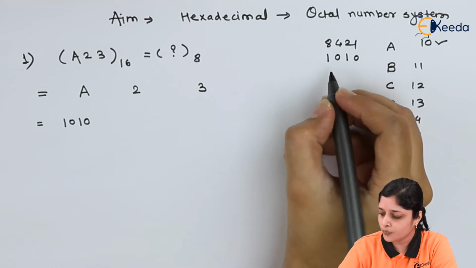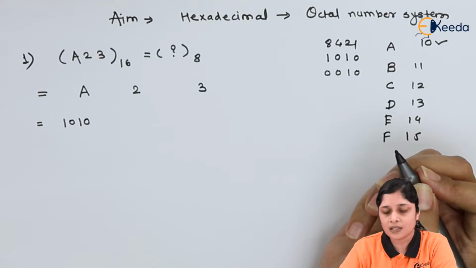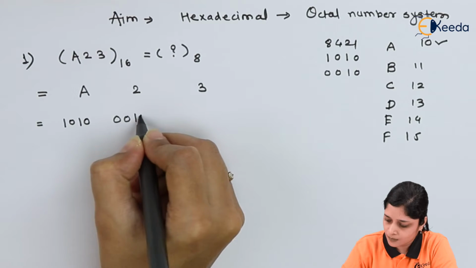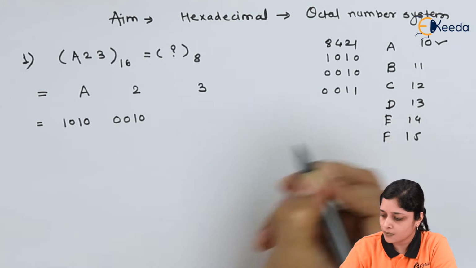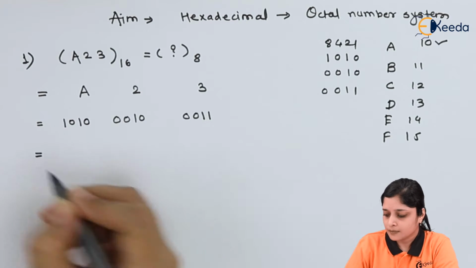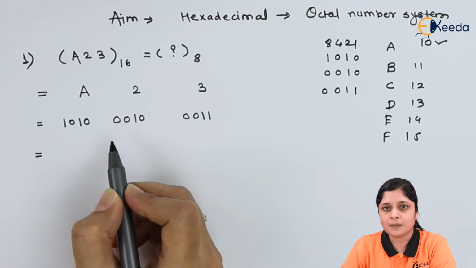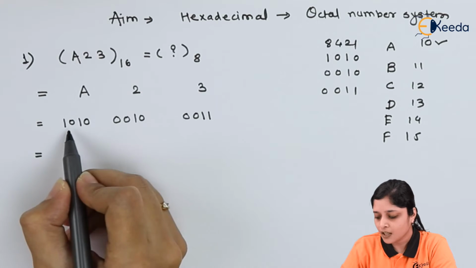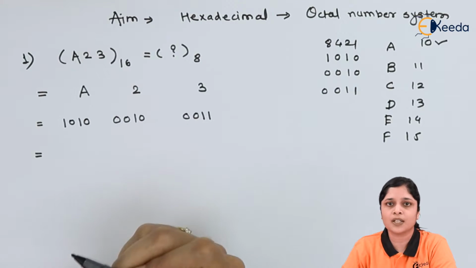For 2 you will write 0, 0, 1, 0. For 3 you will write 0, 0, 1, 1. Now, as this is the hexadecimal number system, that's why we have written a group of 4 bits. You have to convert it into octal number system.